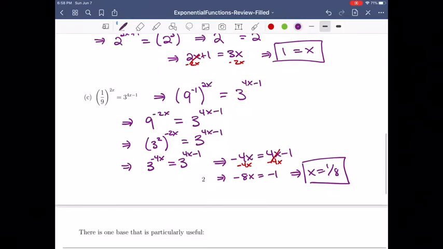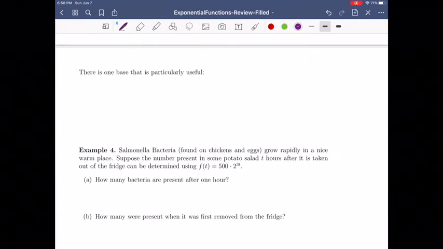Okay, there's one base that is special. It's particularly useful, even in real-world scenarios. It's called e, or Euler's constant, and it's just a number like pi. So it's an irrational number, 2.71828818, and it keeps going. It's an infinite non-repeating decimal.